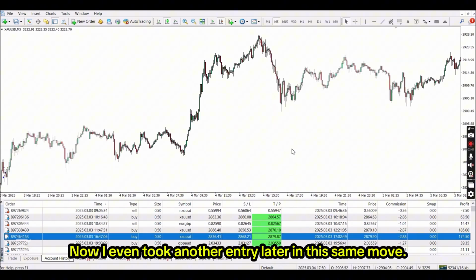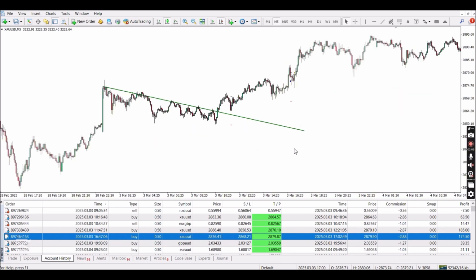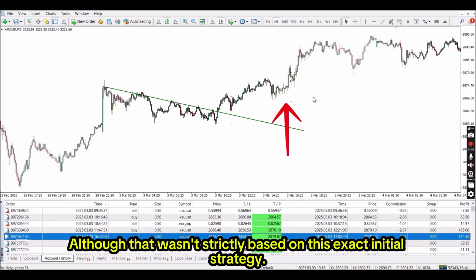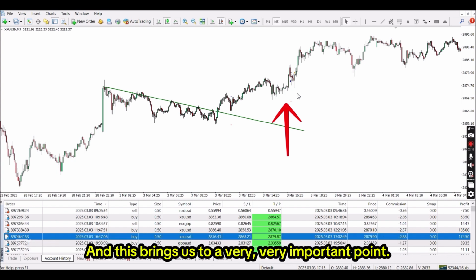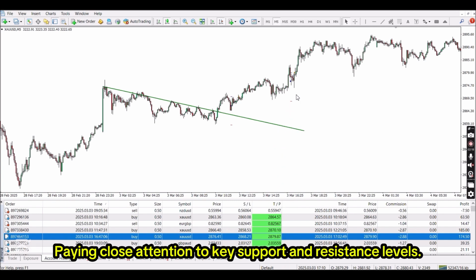Now, I even took another entry later in this same move, although that wasn't strictly based on this exact initial strategy. But this brings us to a very, very important point: paying close attention to key support and resistance levels.